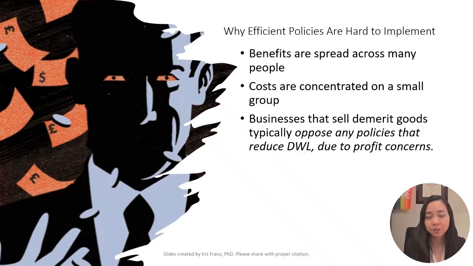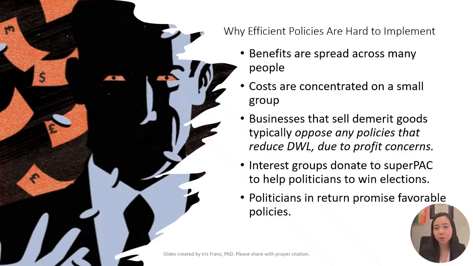Policies that reduce deadweight loss are often difficult to implement because the benefits are spread across many people, while the costs are concentrated on a small group, such as producers. Those who bear the cost have strong incentives to oppose the policy, even if it improves overall economic efficiency. Because politicians often rely on lobbying funds to win elections, they tend to side with business interest groups. As a result, policies that will reduce deadweight loss from demerit goods are often not adopted. So there you have it. This is not a story about left or right. This is a story about profit maximization.